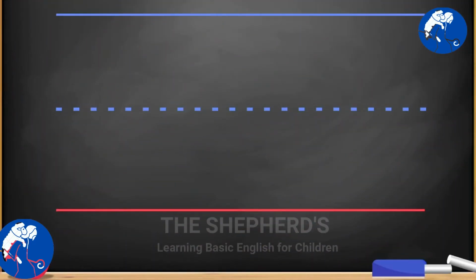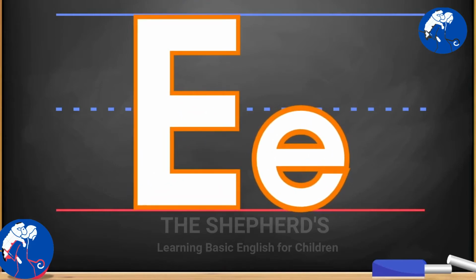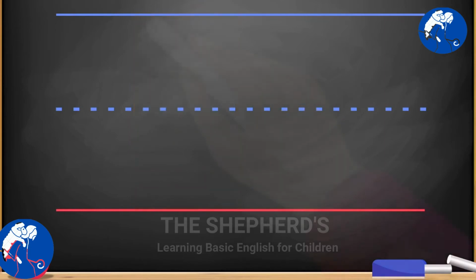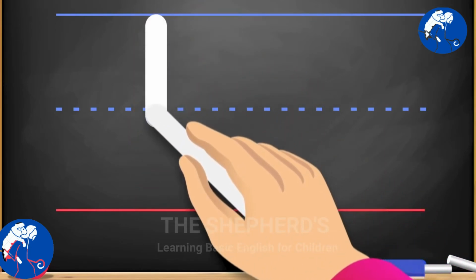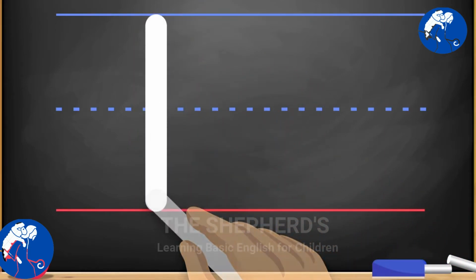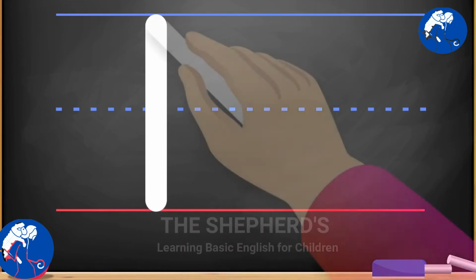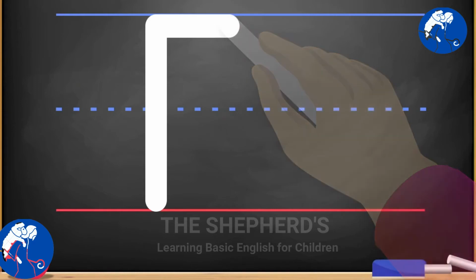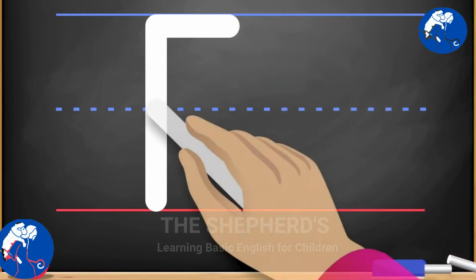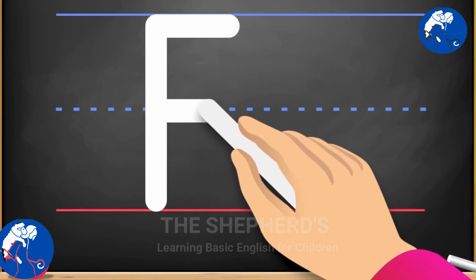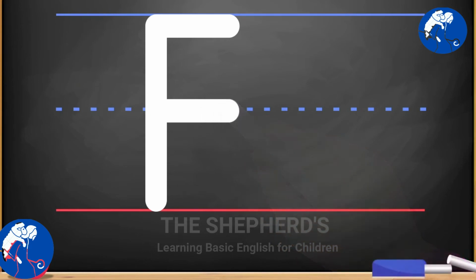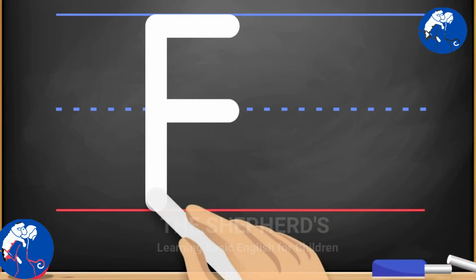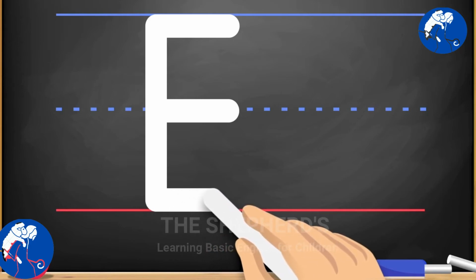The next letter is letter E. Uppercase E. Start from the top, pull down, across on the top, across in the middle, and across again below.